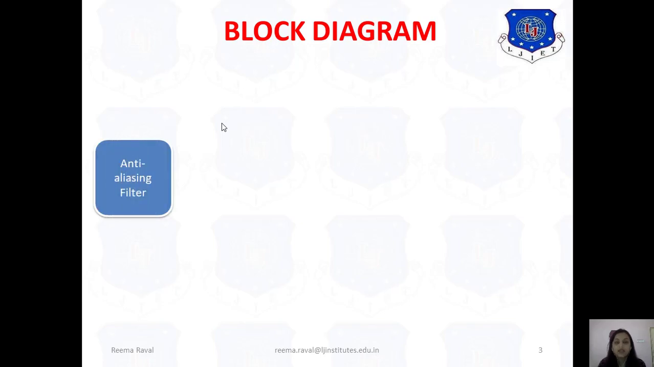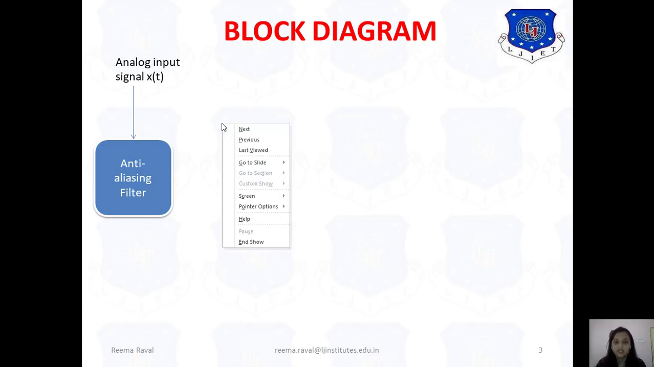So first of all, let's see the block diagram of the DSP system. In this block diagram, there are 6 main blocks. The first block is the anti-aliasing filter, to which the analog input signal is given. Here the analog input signal is denoted as x(t). This analog signal can be a voice signal, speech signal or any data signal which is analog in nature. This signal is given to the first block, which is the anti-aliasing filter.